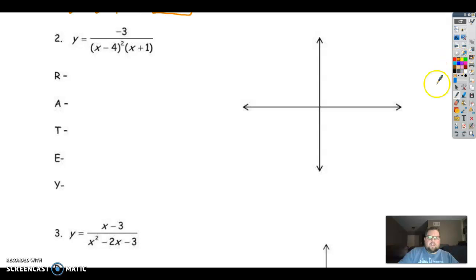All right, number 2. Okay, so remember when we don't have an x in the numerator, we don't have a root. So just none for our roots there. Asymptotes, we're going to have 2 of them, x equals 4 and x equals -1.